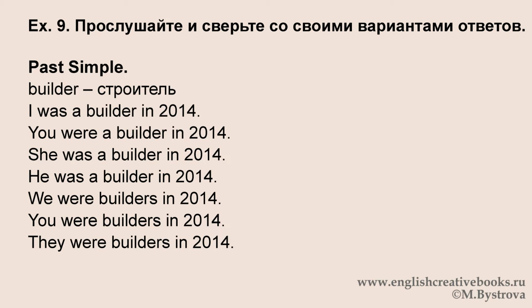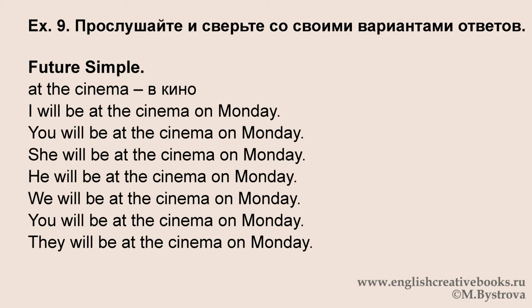Past simple. Builder. Строитель. I was a builder in 2014. You were a builder in 2014. She was a builder in 2014. He was a builder in 2014. We were builders in 2014. You were builders in 2014. They were builders in 2014. Future simple. At the cinema. В кино. I will be at the cinema on Monday. You will be at the cinema on Monday. She will be at the cinema on Monday. He will be at the cinema on Monday. We will be at the cinema on Monday. You will be at the cinema on Monday. They will be at the cinema on Monday.